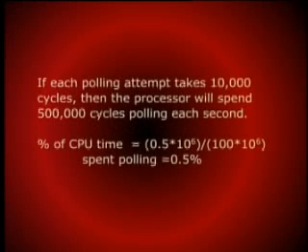Part B, we need to calculate the percentage of CPU time spent in polling. If each polling attempt takes 10,000 cycles, then the processor will spend 500,000 cycles polling each second. The percentage of CPU time spent in polling is then 0.5 into 10 raised to the power 6, which is the number of cycles for polling, divided by the frequency, and in this case the clock is 100 megahertz, so 100 into 10 raised to the power 6 in the denominator, that corresponds to 0.5%. So we have 0.5% as the CPU time which is spent in polling.